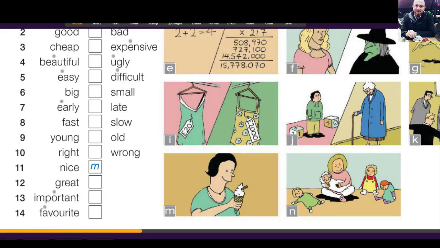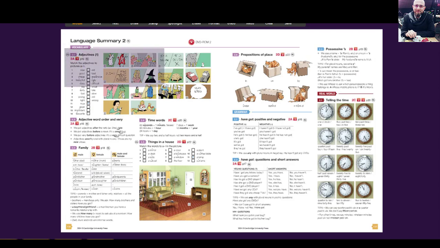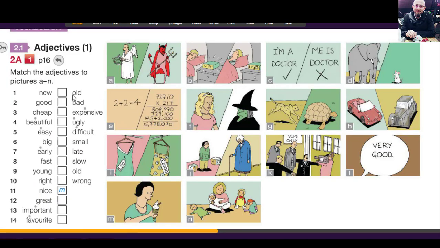There is an exercise we do. So here, in this exercise, we match these words with the pictures. For example, new, old. What is new, old here? So we have here the cars. So old car, new car. Okay, match them, stop the video, do the exercise, after that check.